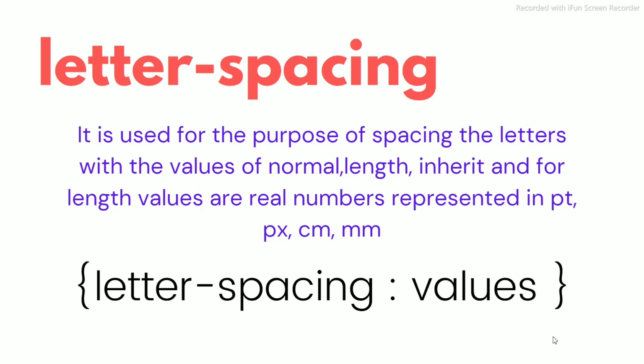For that we use the property letter-spacing and we give the values. Values must be in pixel or in points or in centimeter or in millimeter. And values also include normal, length, and inherit. If we use normal, text will be displayed as default in this editor. And next, length includes all these units like pixel, percent, point, centimeter, millimeter. And next we have inherit. When we are using inherit, it will just take the value of its parent node and resemble that.